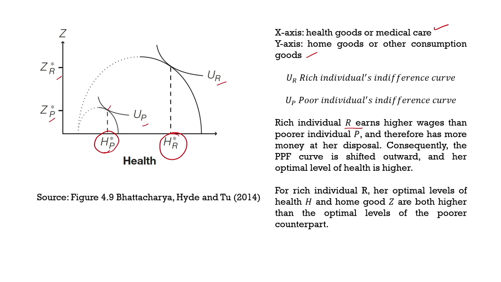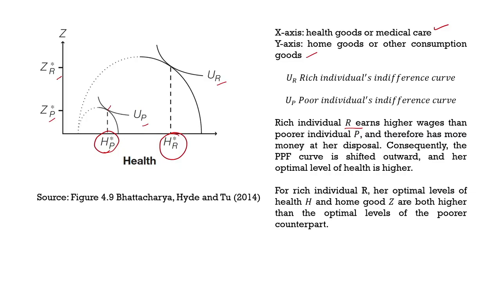The production possibility curves of the poor and rich basically show that the rich has more resources at her disposal to spend on H and Z. So, for rich individual R, her optimal level of health H and home goods Z are both higher than the optimal levels of the poorer counterpart. This hypothesis gives you a model to test empirically whether wealth or income data, against the socioeconomic variables of the individual including health, can be an important significant explanatory factor with regard to the health status of individuals. So, this hypothesis gives you a model to be able to test your empirical data.